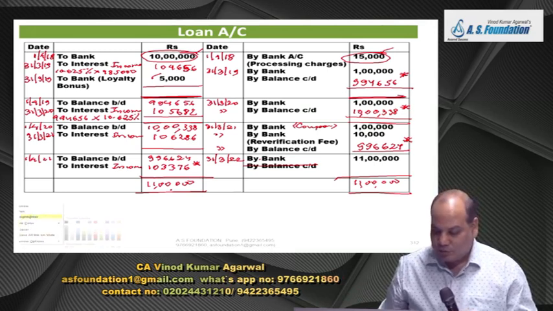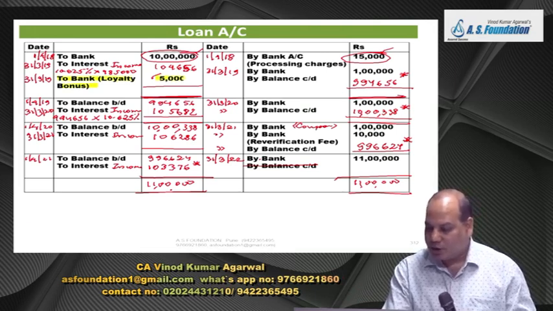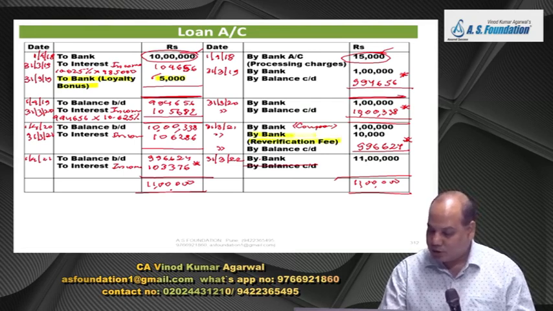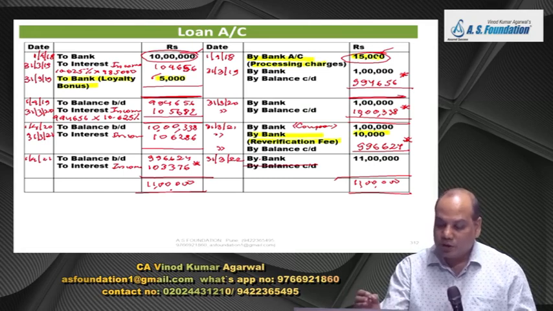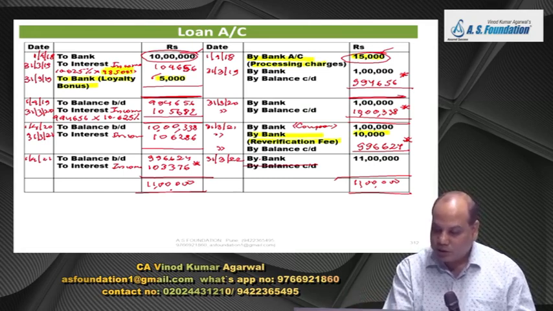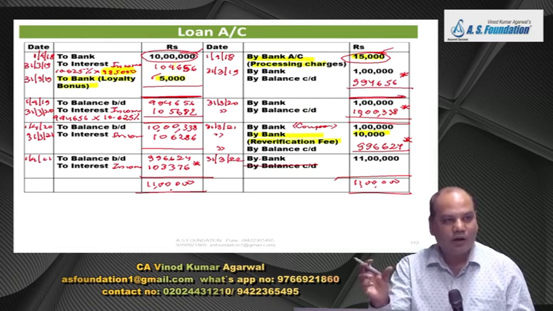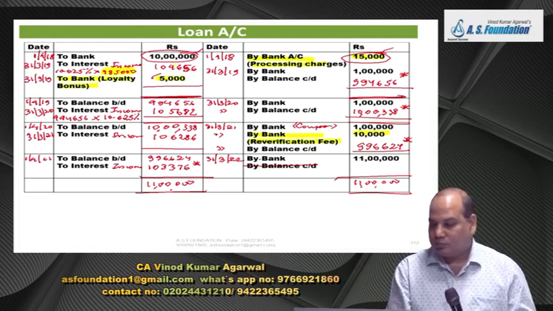Good student will go home and revise. There are so many complications involved here. You may forget to enter this bank loyalty bonus. You may forget to enter this bank or processing charges. And many students may take the interest in the beginning on 10 lakh, but it is not 10 lakh. You have a net investment of 9 lakh 85,000. Right?